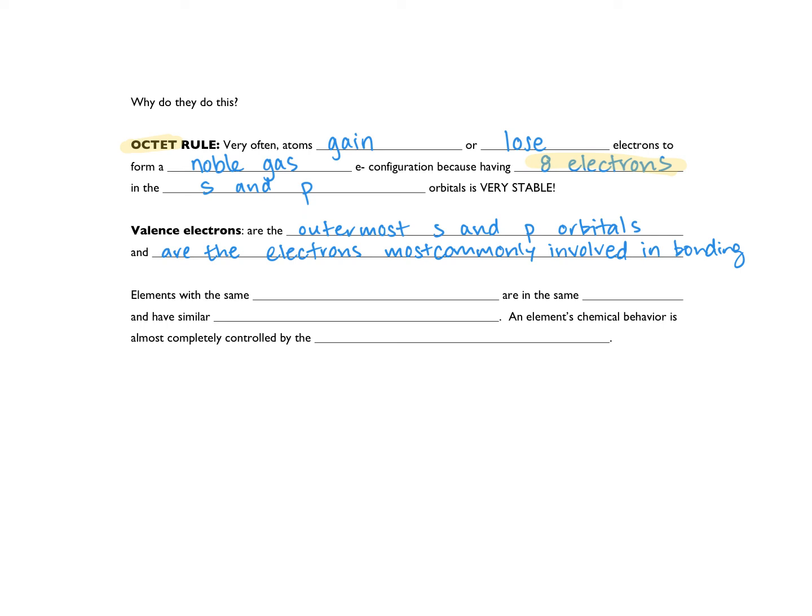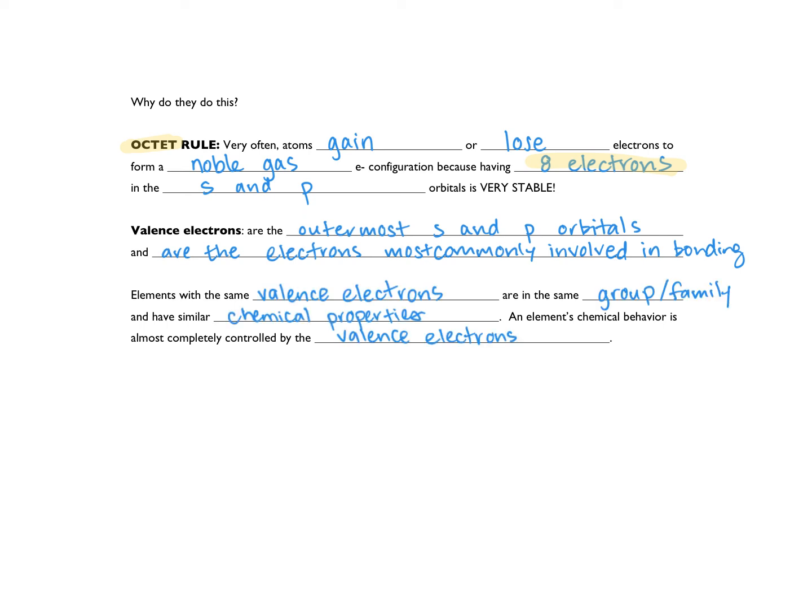And the reason they're so important is because they're the electrons that are most commonly involved in bonding. And bonding is something that's very important in chemistry. It's how atoms get together to make compounds like carbon dioxide or water. So we're going to be very concerned about these valence electrons.